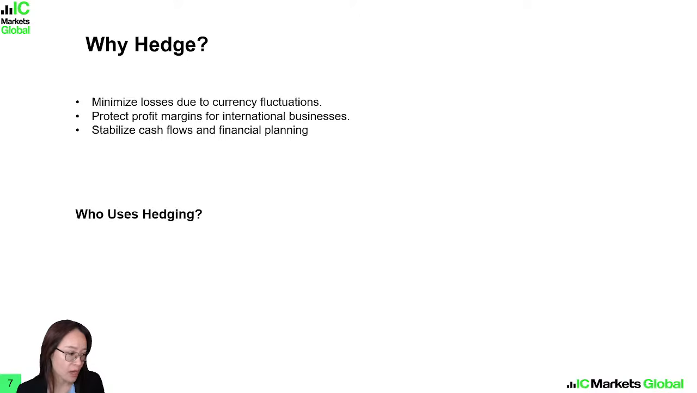And who uses hedging? One of them is like us, right? Individual traders like us, it can be exporters or importers as well, investment funds with foreign assets.